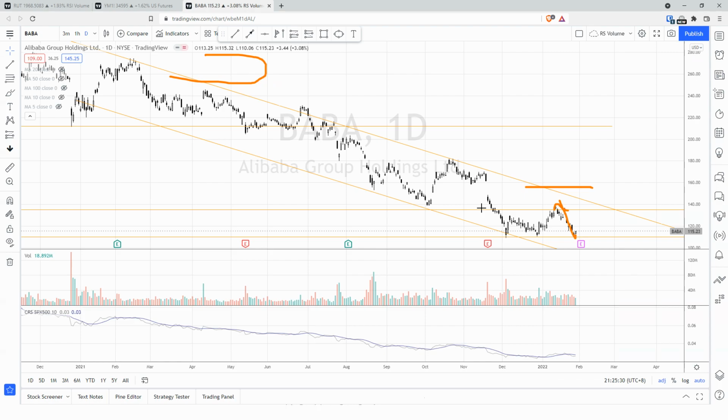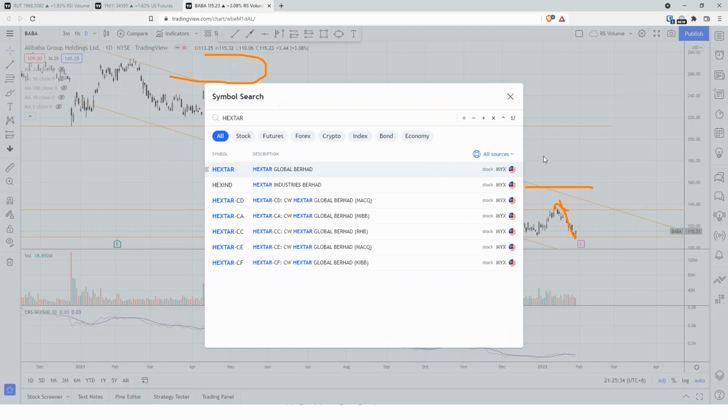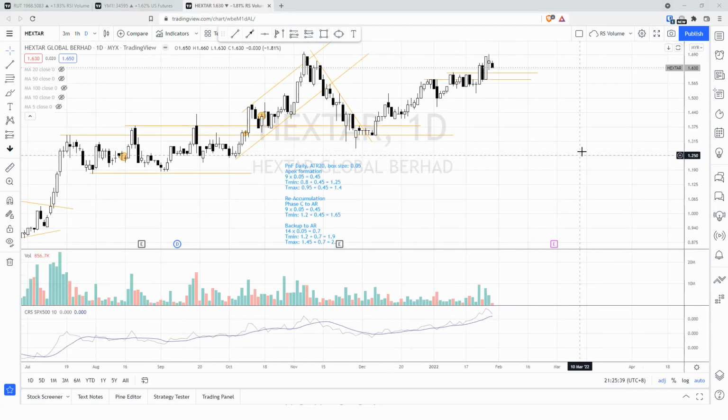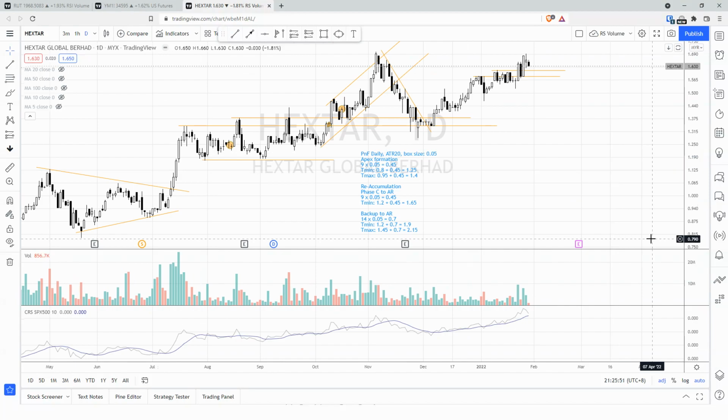So let's take a quick look. Hexstar. Yeah, I think this is the level. That should be it. 158, 160. Yeah. So if it can reverse from here, that should be a bullish sign that it can just go up and even break a new high.